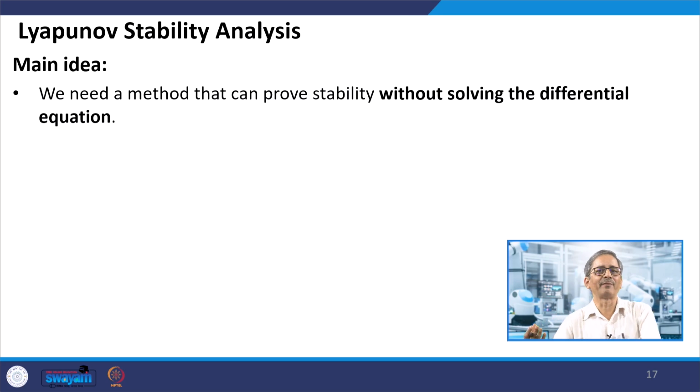See, the general way is that you have a system differential equation, right? You solve that equation and see whether with time the errors are increasing or decreasing. If with time the error is increasing, then naturally your system is going to be unstable, right? But the beautiful thing with the Lyapunov stability criteria is that you need not solve the differential equation. Without solving the differential equation, one should be able to tell whether your system is going to be stable or not.